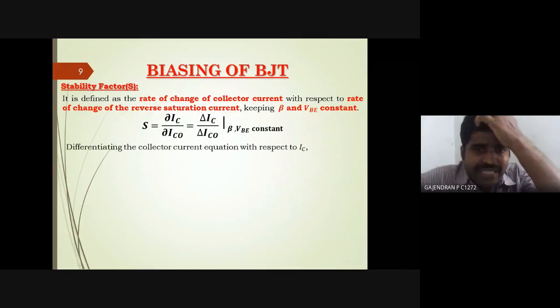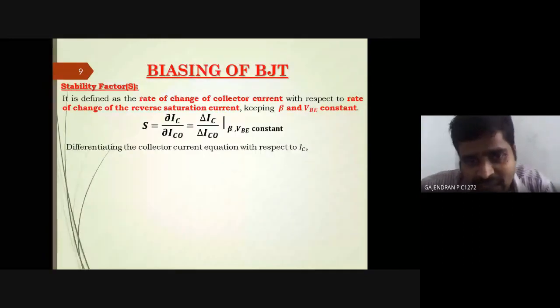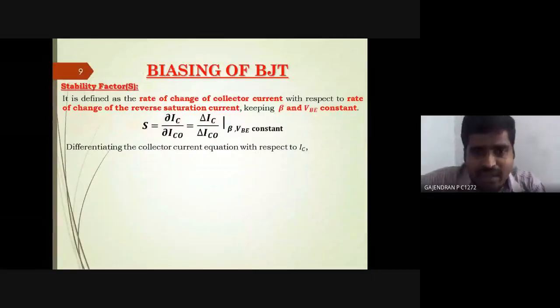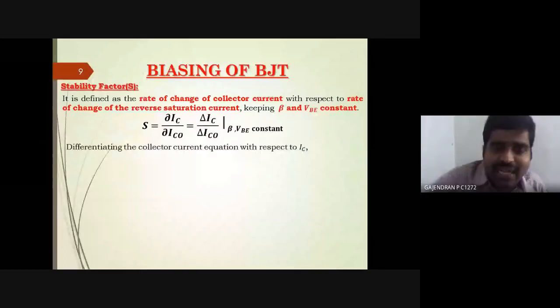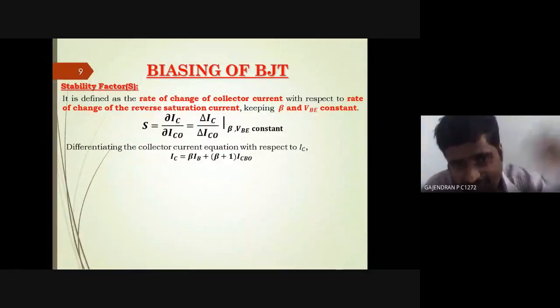We will take the collector current equation, then differentiate with respect to IC. Which one is the collector current equation? This is the collector current equation we discussed in the previous slides. Can you make an attempt to differentiate this equation, please?